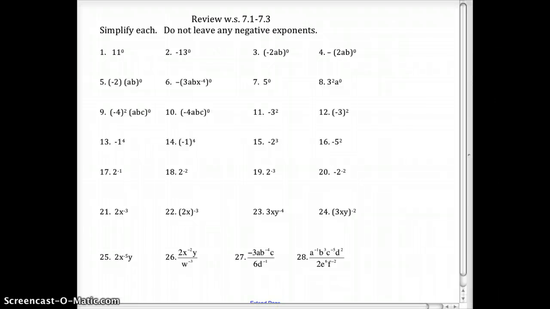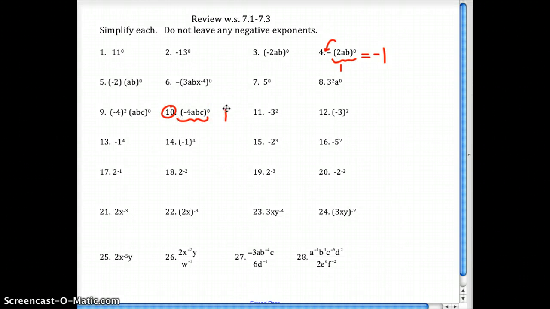So in the first section, which would be 1 through 10 on raising something to the 0 power, remember anything to the 0 power is 1. But be careful if there's a negative or a number out front. So on this one, that whole chunk is 1, but we had a negative out front. So your answer to number 4 should be -1. On number 10, the whole thing is to the 0 power. So the whole thing is 1.